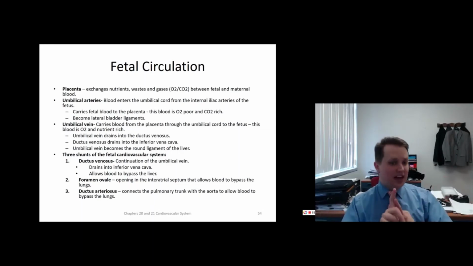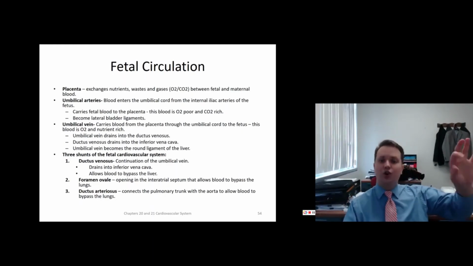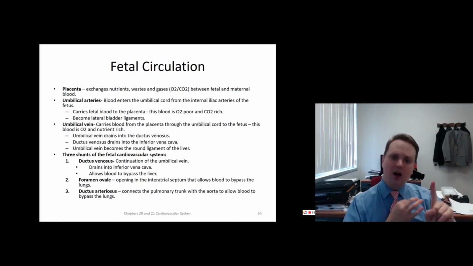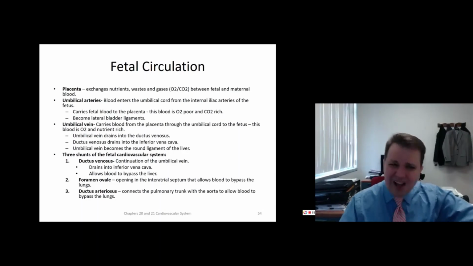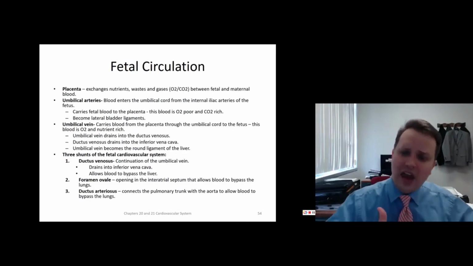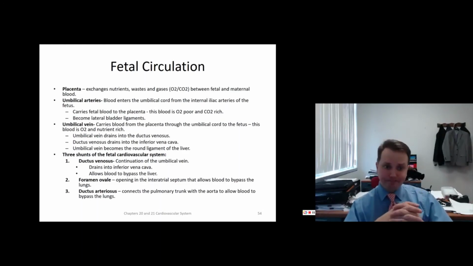The umbilical vein carries blood from the placenta. It goes through the umbilical cord to the fetus. So this is from mama to baby. This goes to the baby's heart, here. This is O2 rich blood. So arteries and veins in the fetal circulation are much like the pulmonary circulation. Arteries are O2 poor, veins are O2 rich in fetal circulation, like it was for your pulmonary circulation. It's another place where it's backwards to systemic.